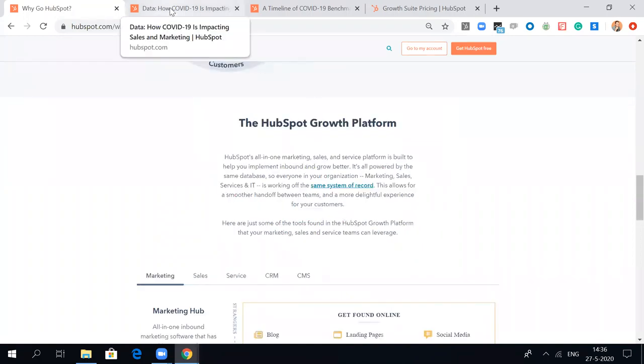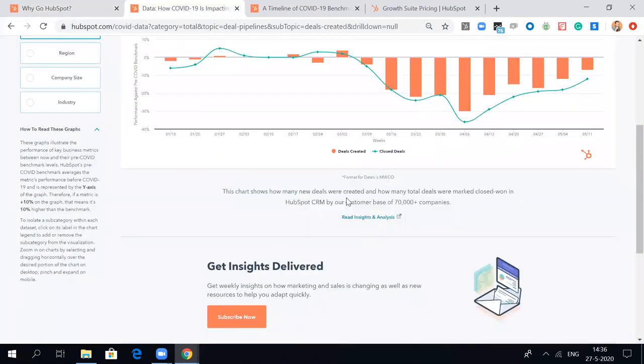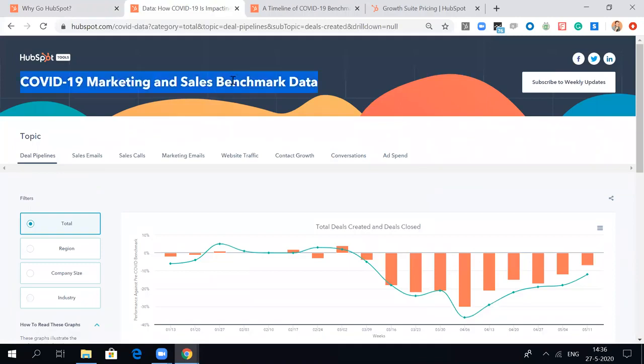In terms of what we're actually going to look at today, it's our customers. We have around 70,000 of them. How has COVID-19 impacted their marketing and their sales? Within HubSpot, we have things like sales pipelines: how many new opportunities came in and how many new deals got closed. Sales emails, so think about prospecting emails being sent out. Sales calls, so what's the sales call activity being done by our customers? That's more on the sales side.